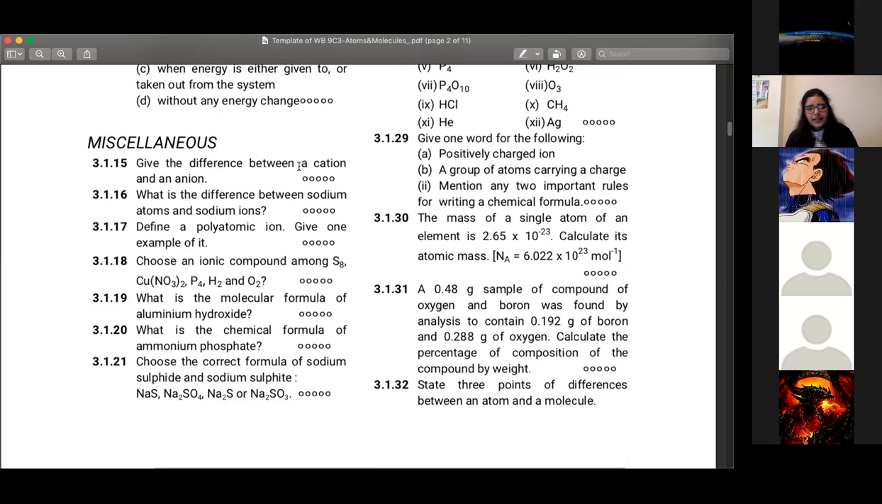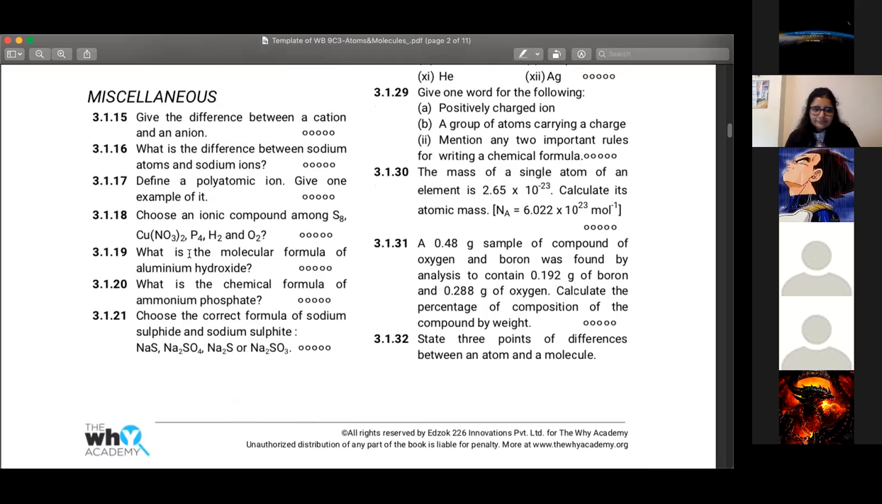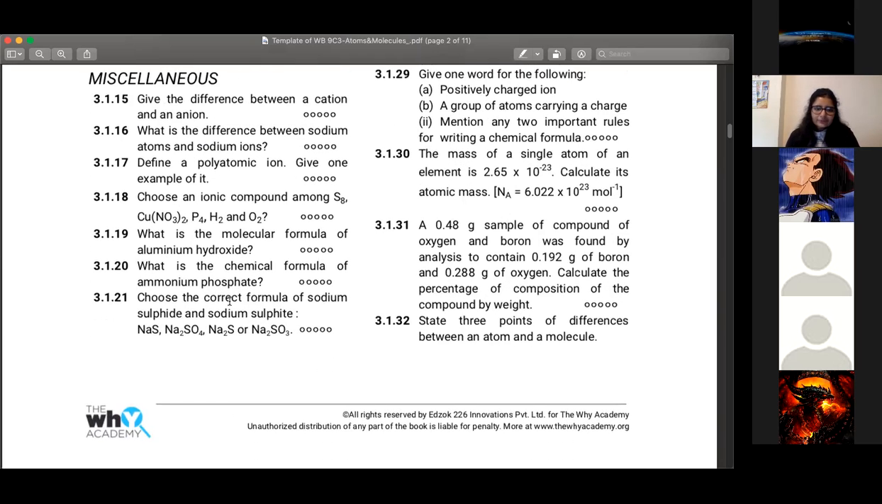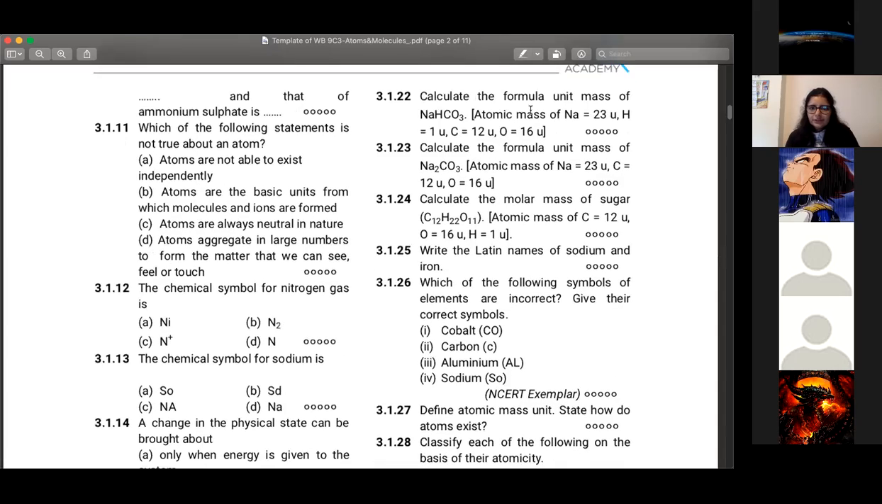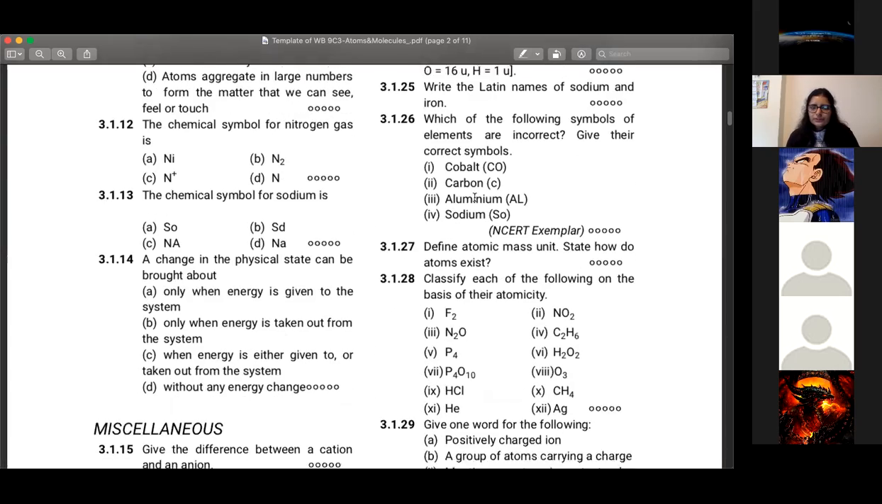Give the difference between cation and anion. Samriddhi, your turn. No, this was previously answered, right? Ashka, your turn. Difference between cation and anion? Ma'am, cation is positively charged and anion is negatively charged. Correct. Formula unit mass, let's skip that.